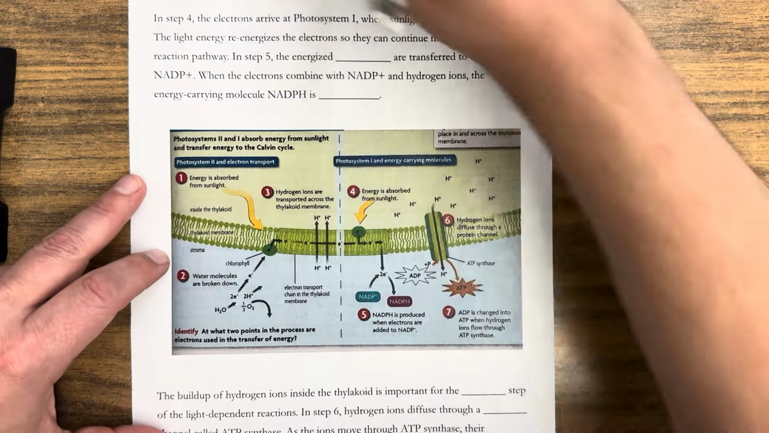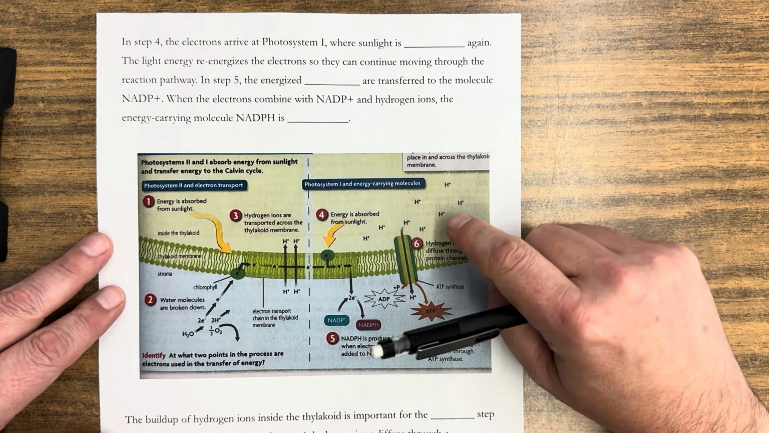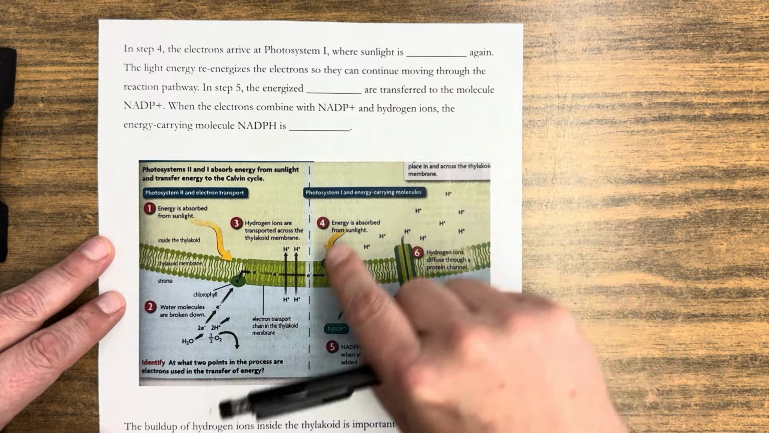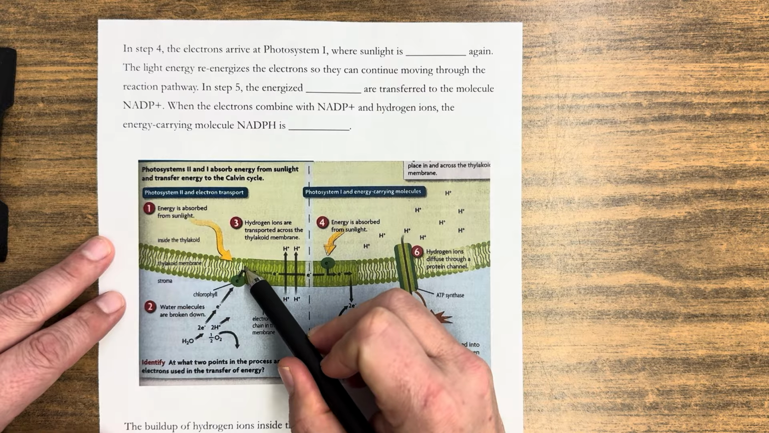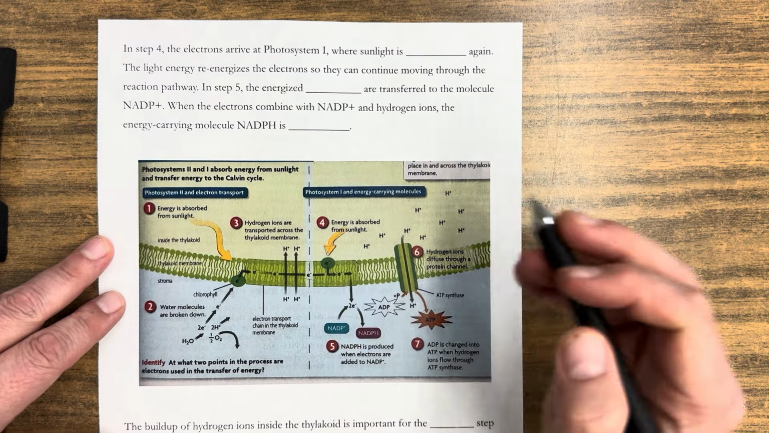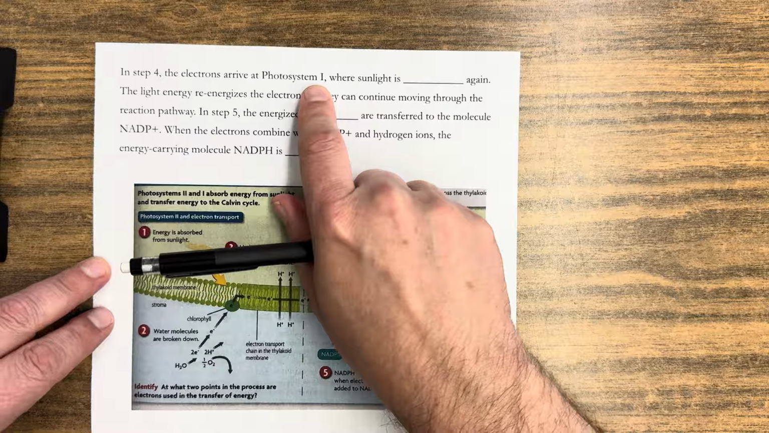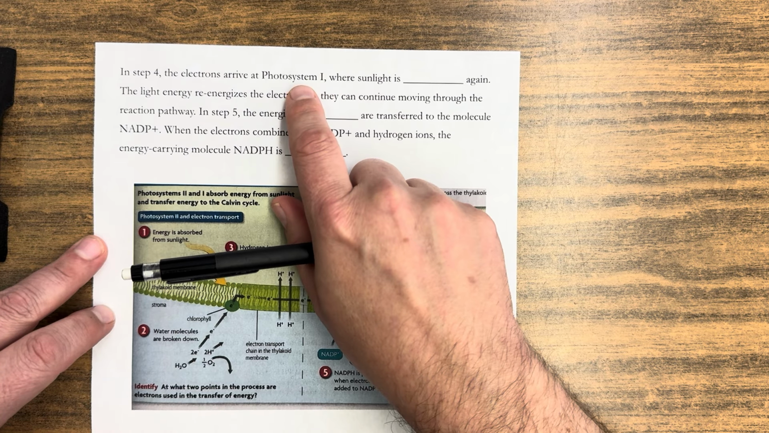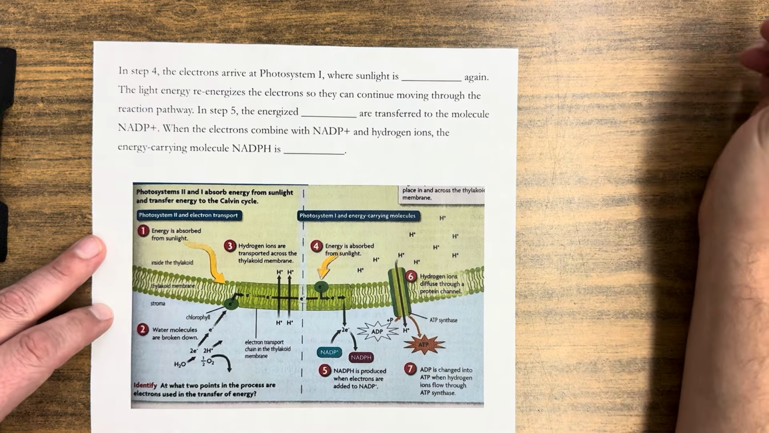Okay, so step 4, we see that here. In step 4, the electrons arrive at photosystem 1, where sunlight is absorbed again. So we have another input of sunlight because these electrons gained energy and then they lost some energy going through here. Now they're going to gain energy again and do something else. Also, photosystem 1, you'll notice, is the second one. It's just the order in which they were found. We found photosystem 1 first, and then we found photosystem 2, even though it starts with photosystem 2 and then goes to 1. Doesn't matter.